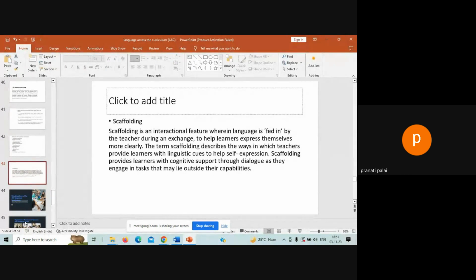Next is another important thing, that is scaffolding. Scaffolding is an interactional feature wherein language is fed in by the teacher during an exchange to help learners express themselves more clearly. The term scaffolding describes the ways in which teachers provide learners with linguistic cues to help self-expression. Scaffolding provides learners with cognitive support through dialogue as they engage in tasks that may lie outside their capabilities. So particularly the role of scaffolding is to provide cognitive support to the learner through dialogue.